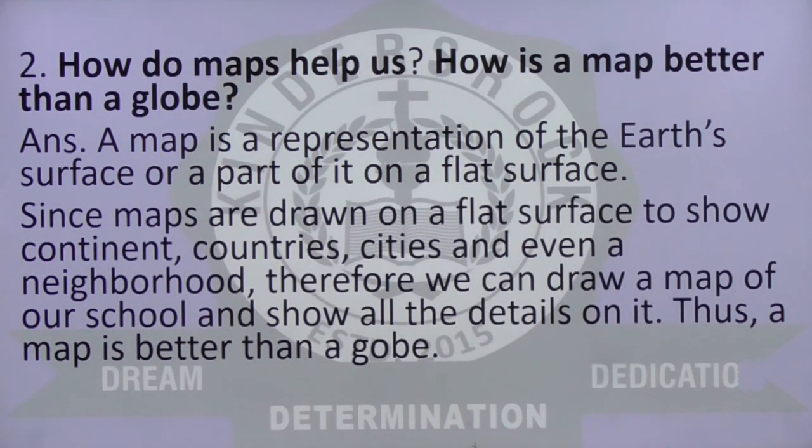Since maps are drawn on a flat surface to show continents, countries, cities and even a neighborhood, we can draw a map of our school and show all the details on it. So you can draw a map of our school, or the locality where you are living, or the city where you are staying, or the state in which you live, or the country. According to your need, you can draw or look at the map just according to your necessity. Okay? So therefore, a map is better than a globe.